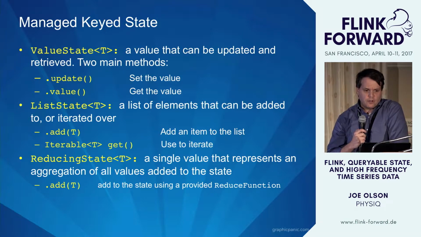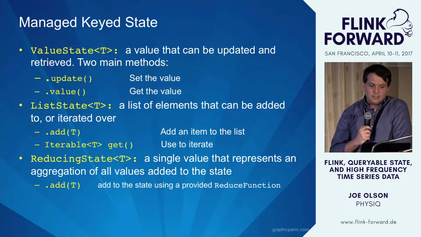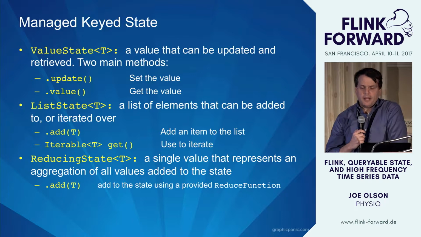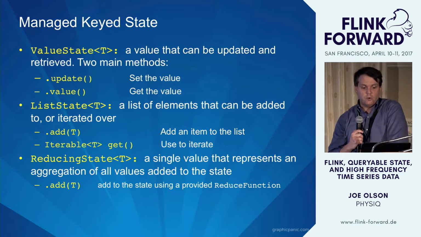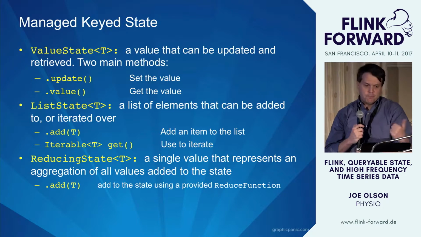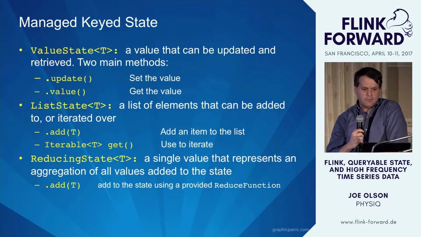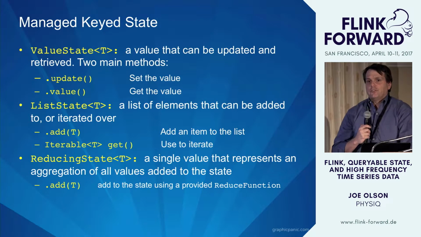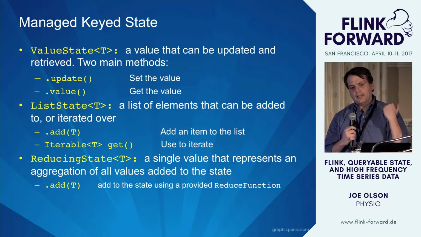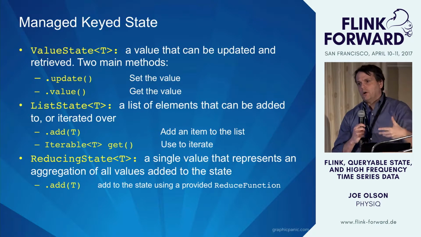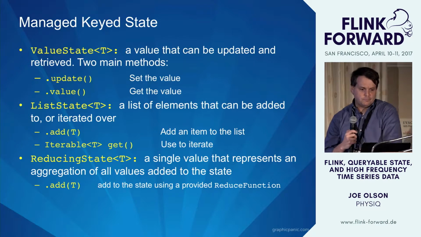There's also a second key state they give you, which is a list state. This is a list of elements that can be added to or iterated over. So this is not just one value, it's a list of stuff. You can add to it or iterate over it every time data comes in. And then the reducing state is a single value that represents an aggregation of all values that are added to the state. So think of an average, think of a sum, something like that. That would be a reducing state. The data that comes in gets aggregated into a value that is already stored in the state.